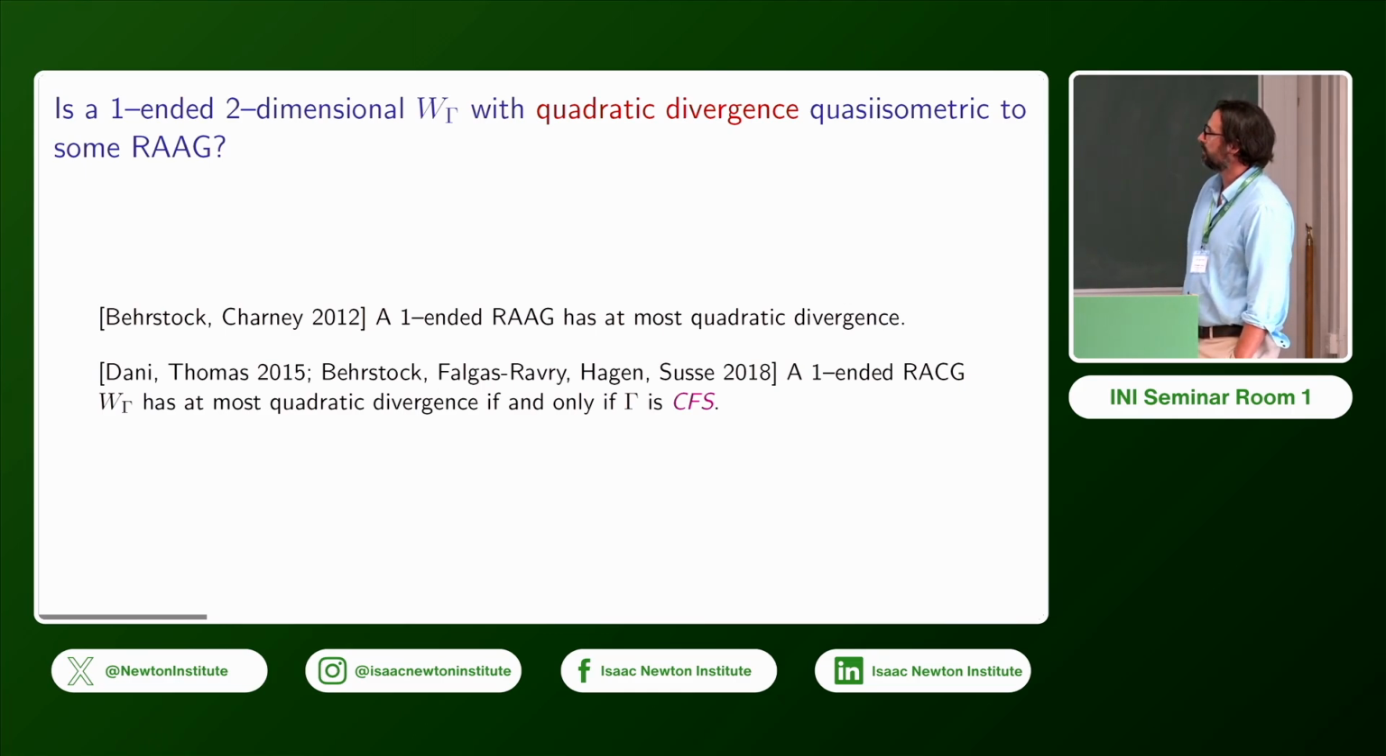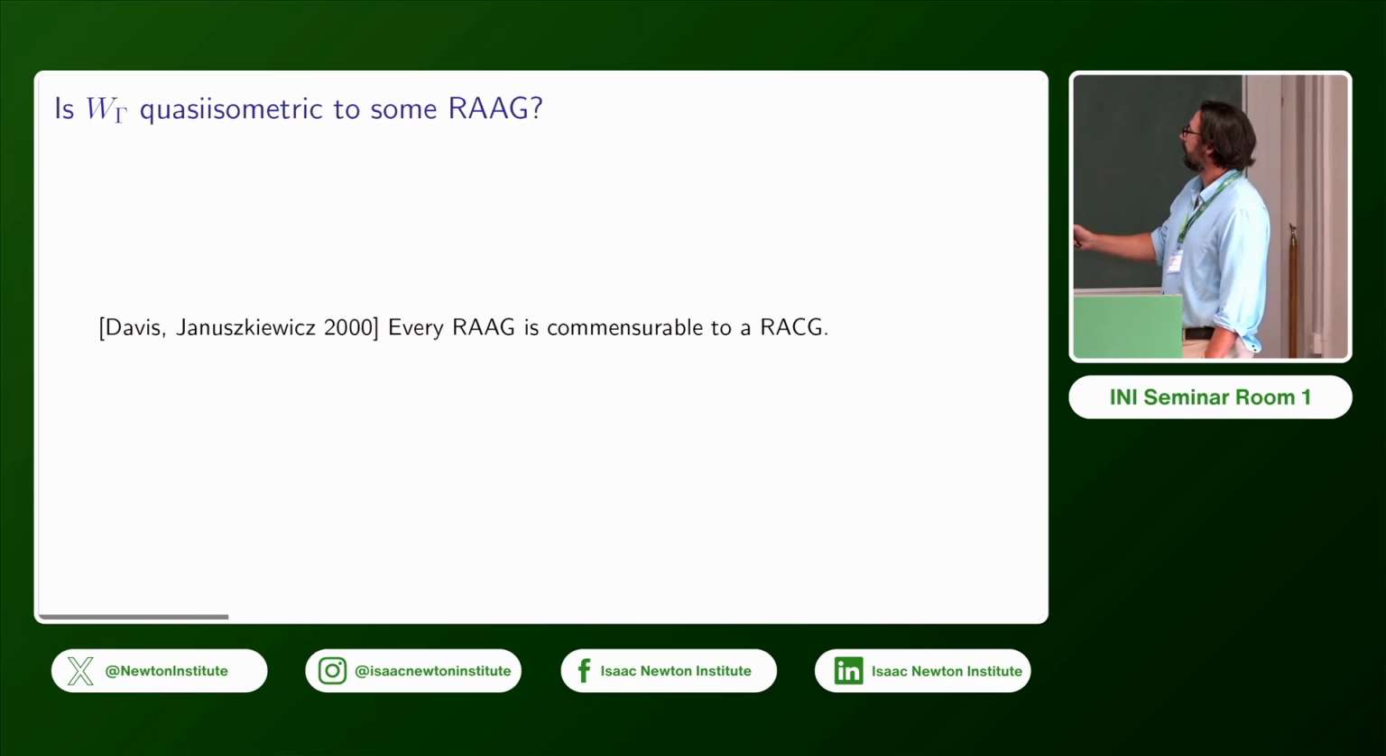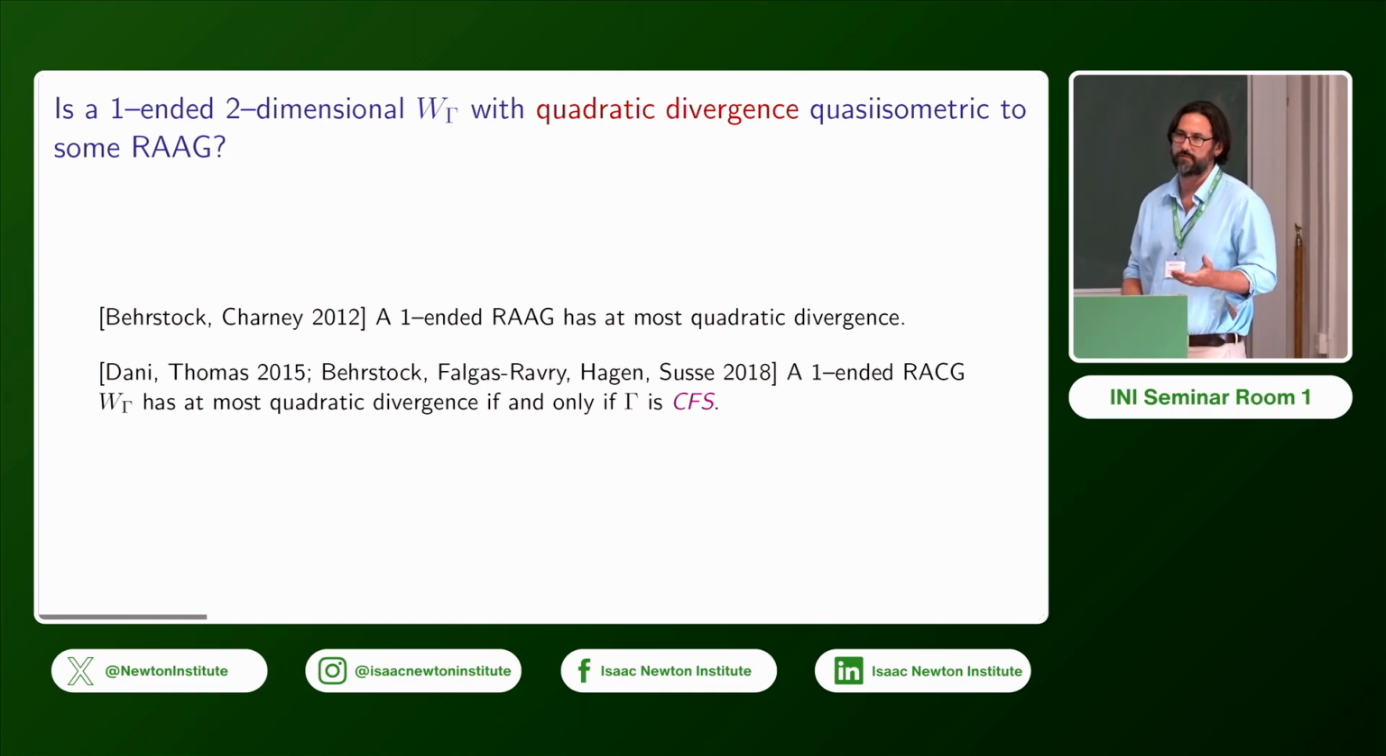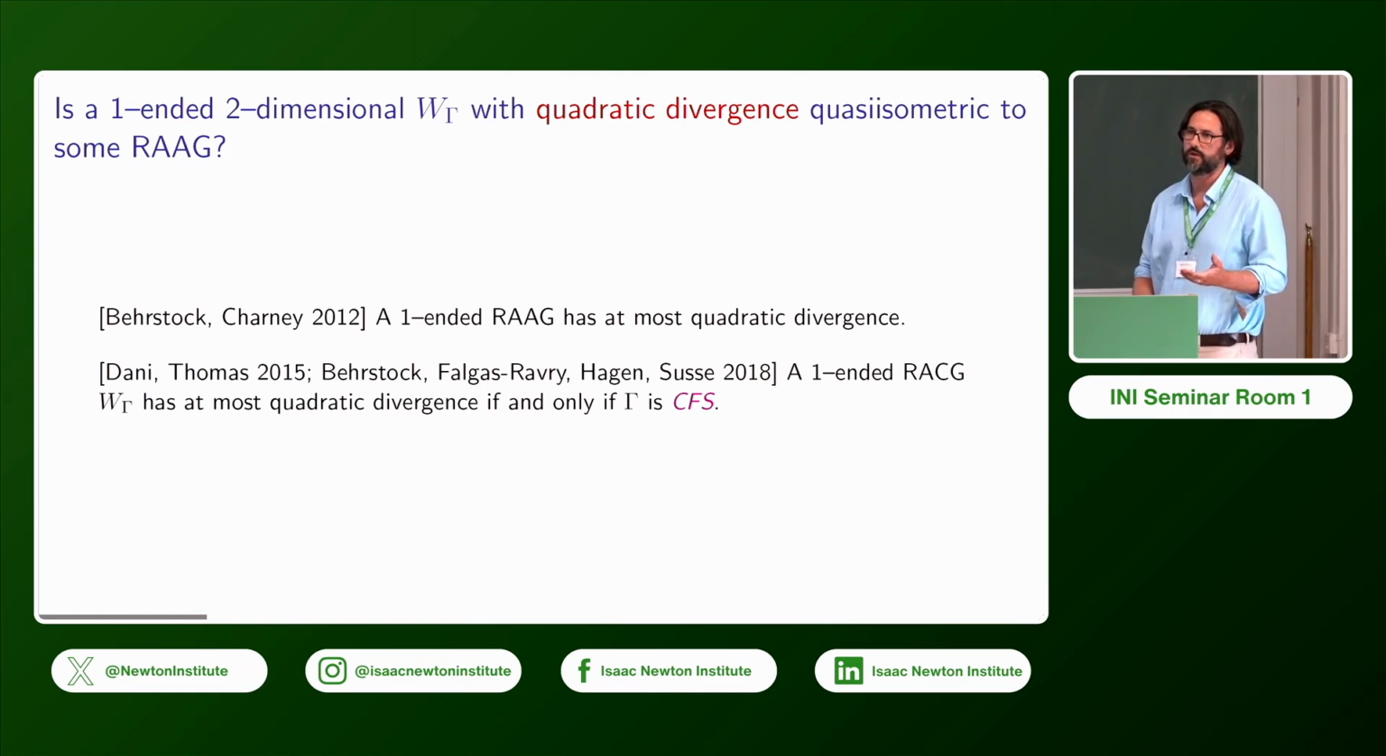And this has been completely described when that happens. So there's this property, CFS for the presentation graph. So I won't tell you what that means, but the point is, if you want to know quadratic divergence, there's a condition that you write down for the presentation graph and you check it. So we only need to worry about CFS graphs.